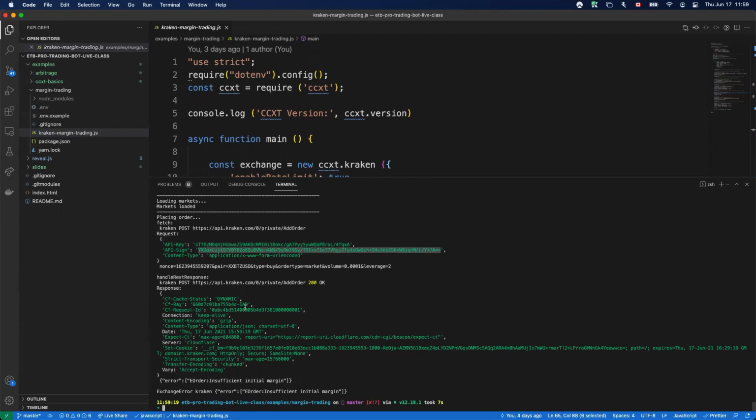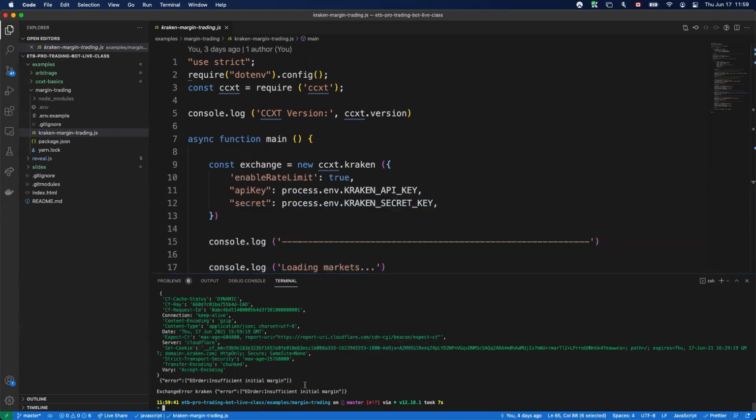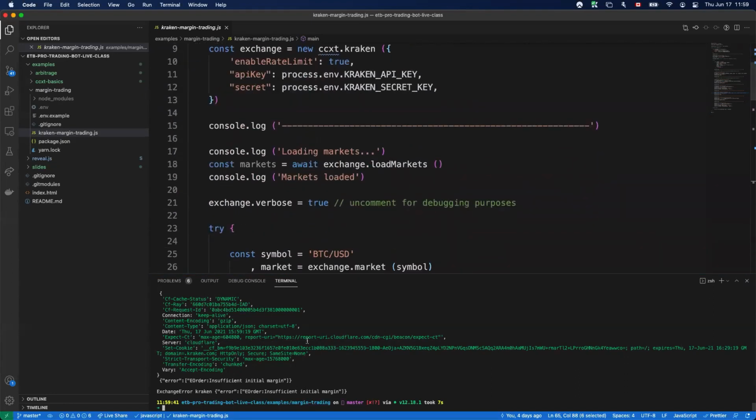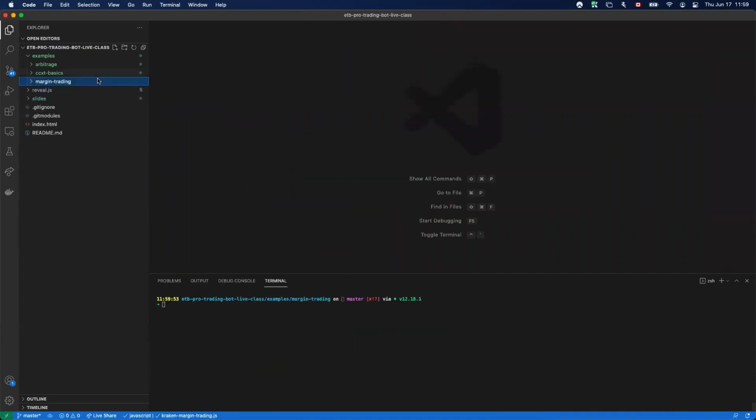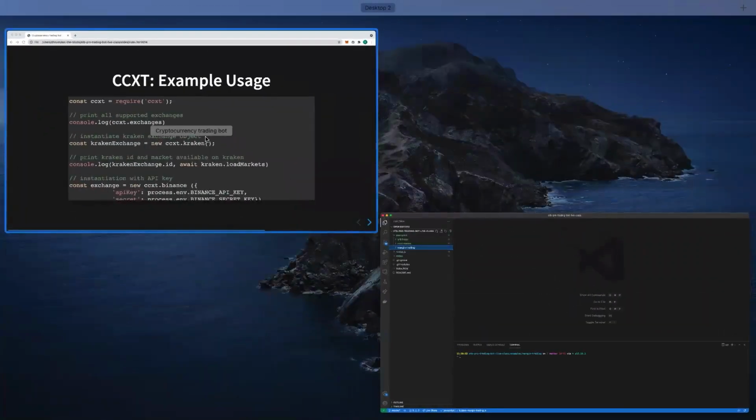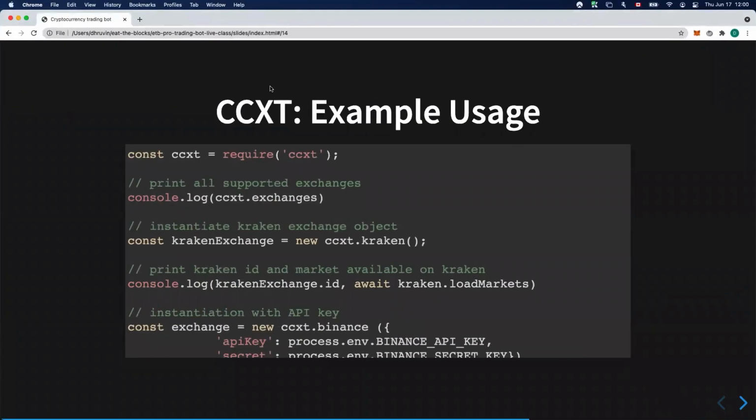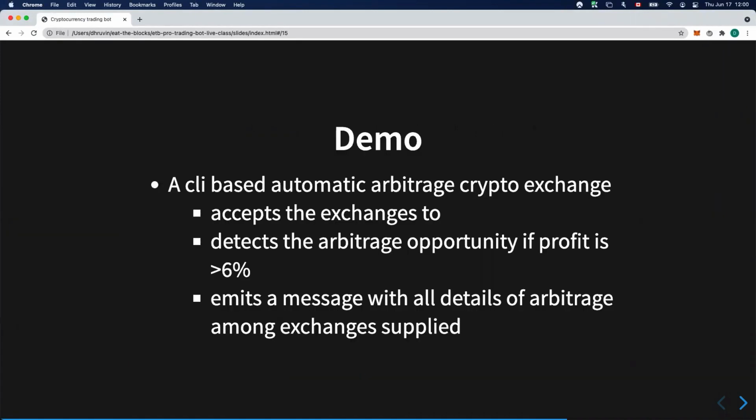It's a Kraken one. And of course, I don't share your secret keys and API keys with anyone. So the error that I'm getting is that the margin I have isn't sufficient. The reason is I don't have any funds. If you have the funds, you are not going to have this kind of error. Okay. So let's go back to our slide and see what's next. This is a simple basic usage of CCXT that we can use.